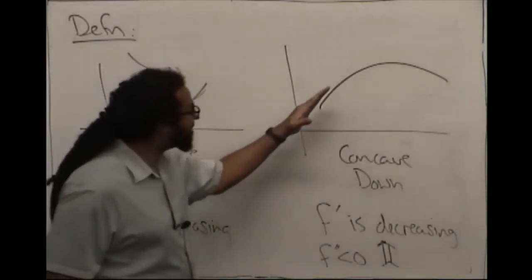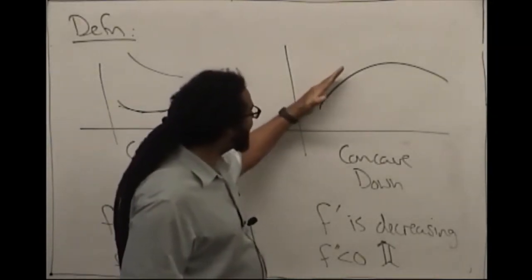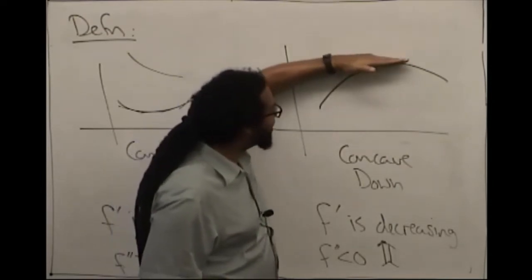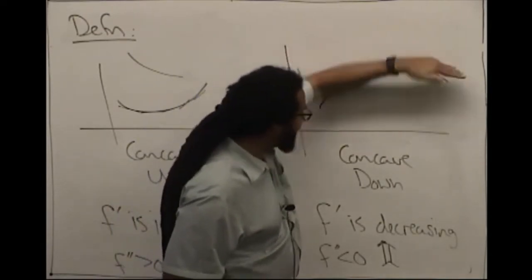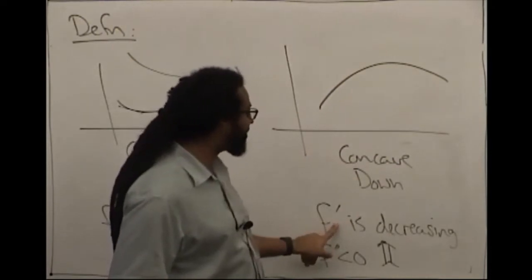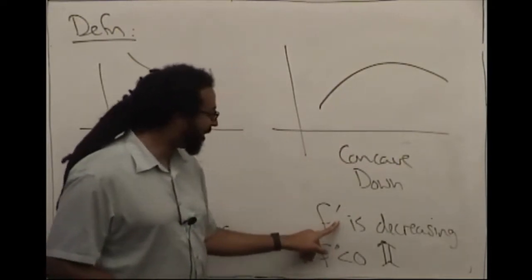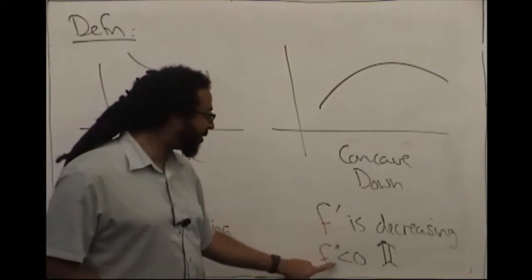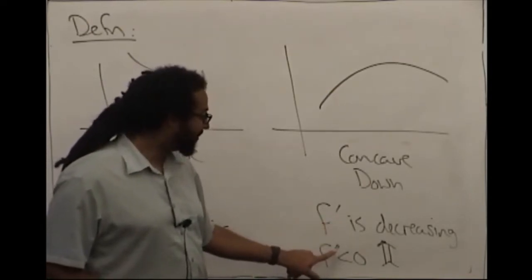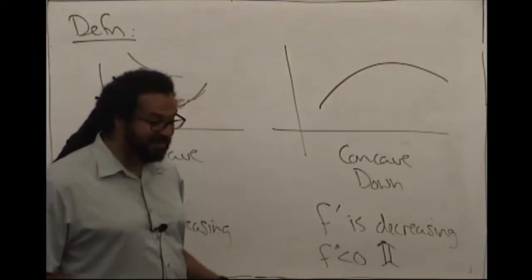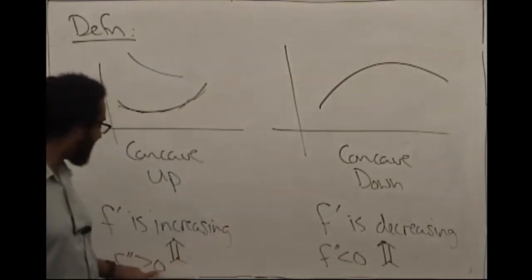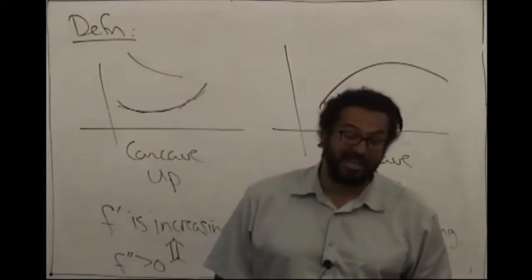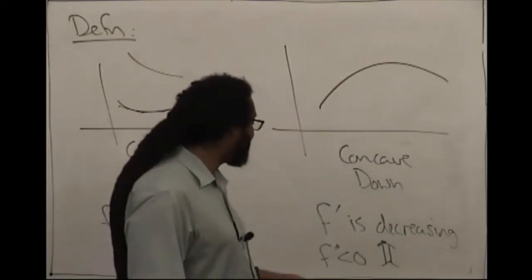And so the same thing here for concave down. Here the slope is positive, less positive, 0, now it's negative. So here the slopes are decreasing. In other words, f prime is decreasing, and we know that f prime is decreasing whenever the second derivative is negative. So this is the test: the second derivative test tells us when a function is concave up or concave down.